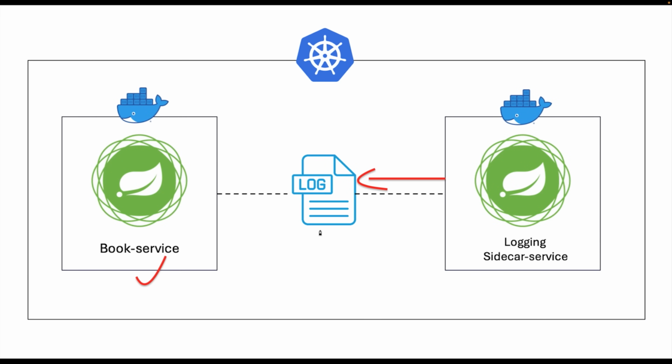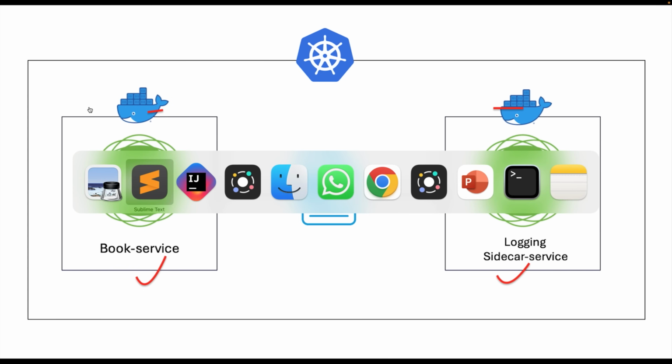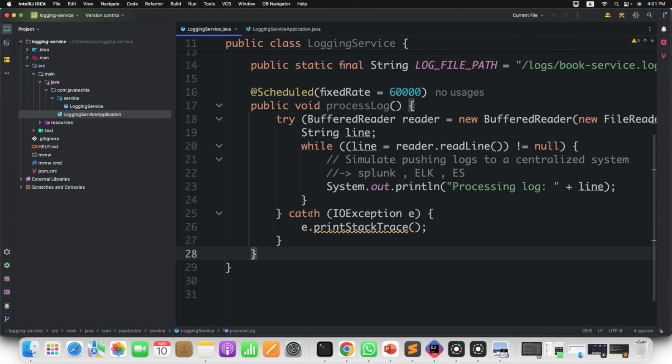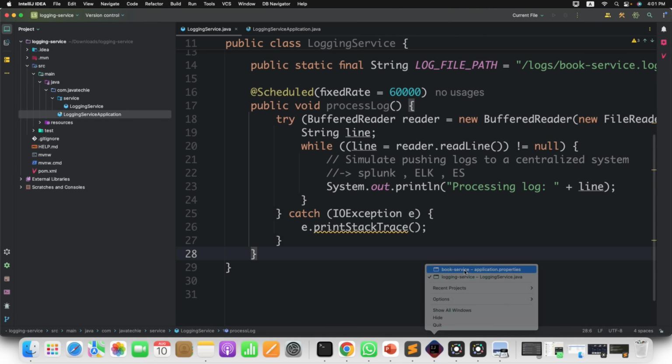Now what is the next task? We want to run these two services, book service and the sidecar service, in a Docker container. Correct? So for that we need to write a Dockerfile, then we need to create the Docker image so that we can run it in a container. Correct? So let's start writing the Dockerfile in each microservice. Let's go to the book service first.